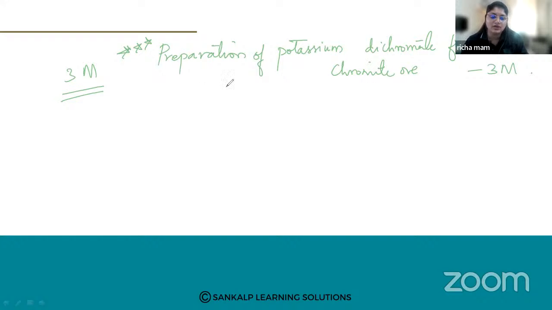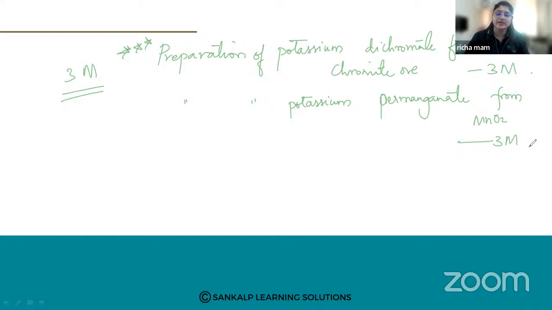Then the preparation of potassium permanganate from MnO2. This is also a compulsory 3 marks question. Very important. Any one of these questions is compulsory, and only one is asked.